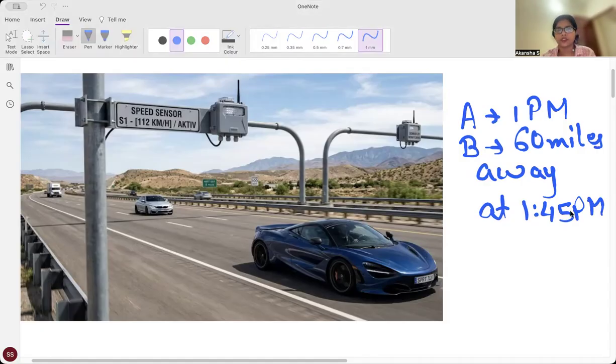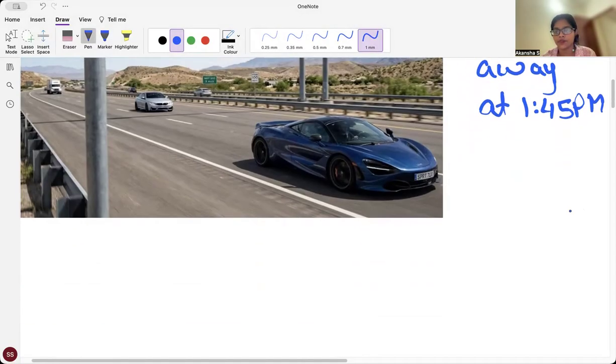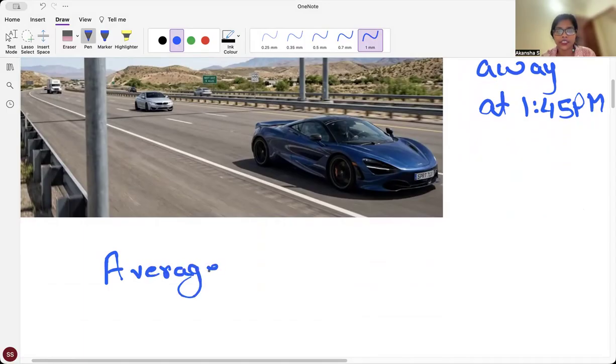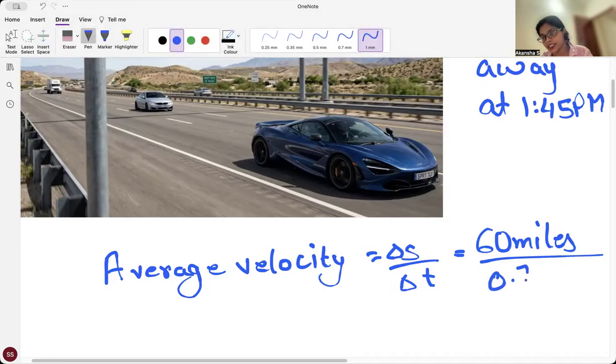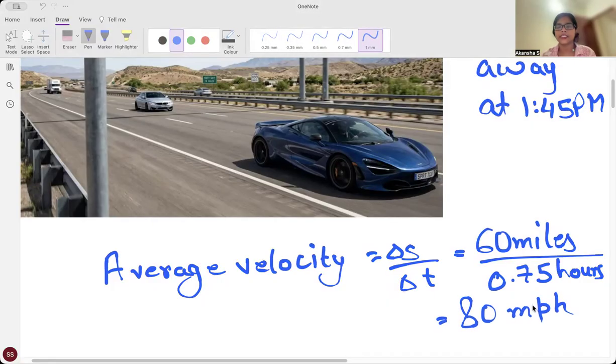We need to find out the average speed, which is straightforward. We need to find the average velocity, which is simply delta S divided by delta T. We already know that delta S is 60 miles and delta T, the change in time, will be 0.75 hours. If we divide it, we will get 80 miles per hour.